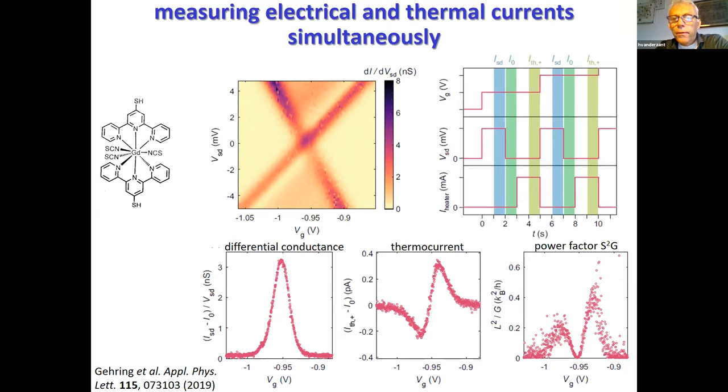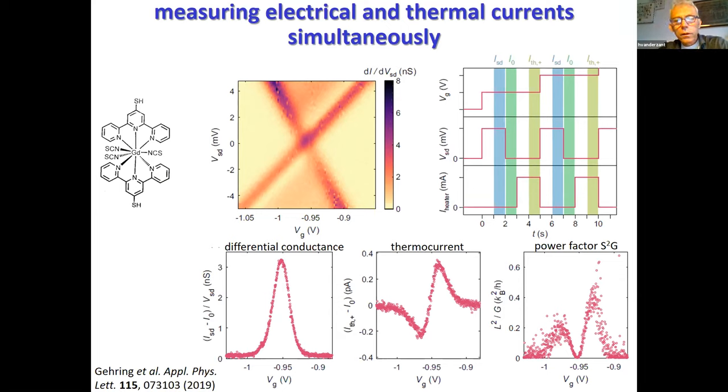Then in a second step, we heat up the sample also with a block wave, but this is done after measuring the voltage. And then we do the same. We measure the thermal current at the end of this block wave, and then this will be repeated.